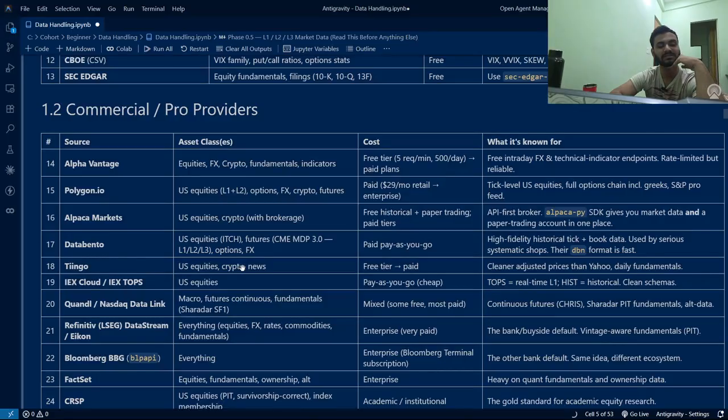And pro tip, if you make a new ID in Databento, you get $125 of free credits, and those are more than enough for your one model. You can get enough data with that.